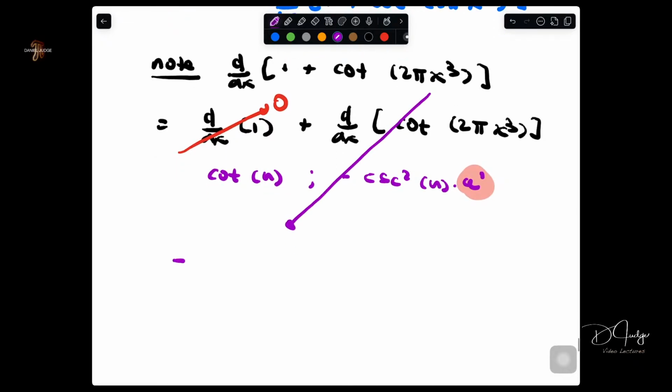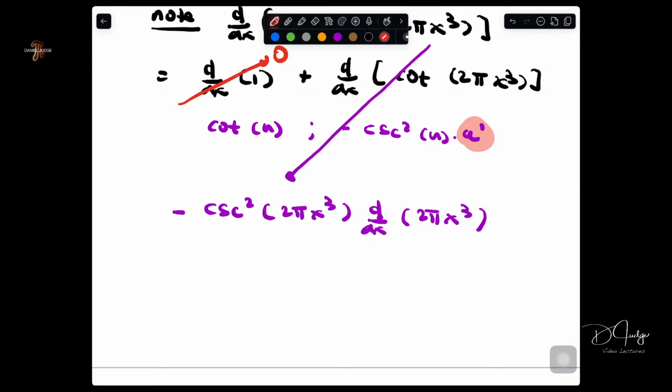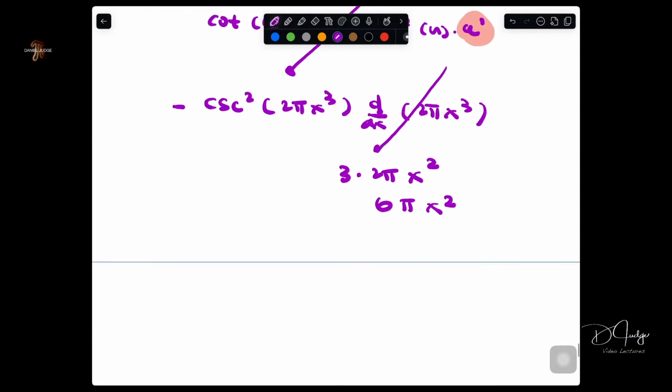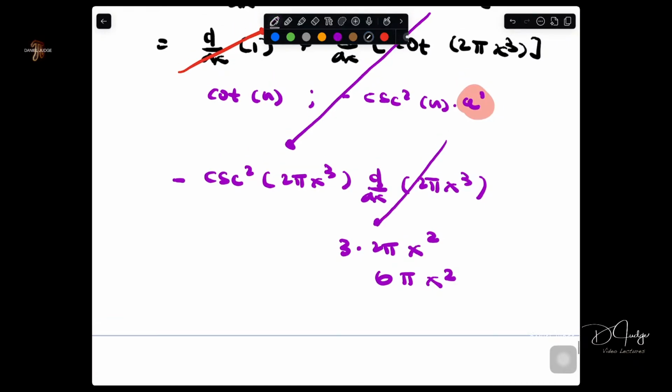So this would be minus cosecant squared 2 pi x cubed times the derivative of 2 pi x cubed. So this derivative now is 3 times that 2 pi x to the second power, which is going to be 6 pi x squared. And maybe you have to see the details with this one.